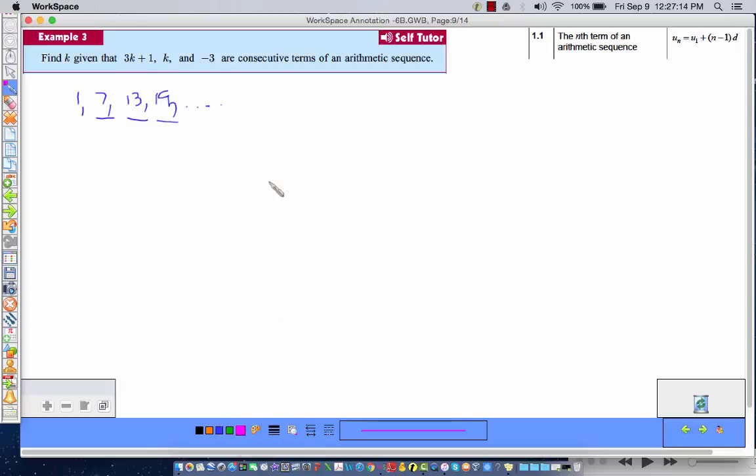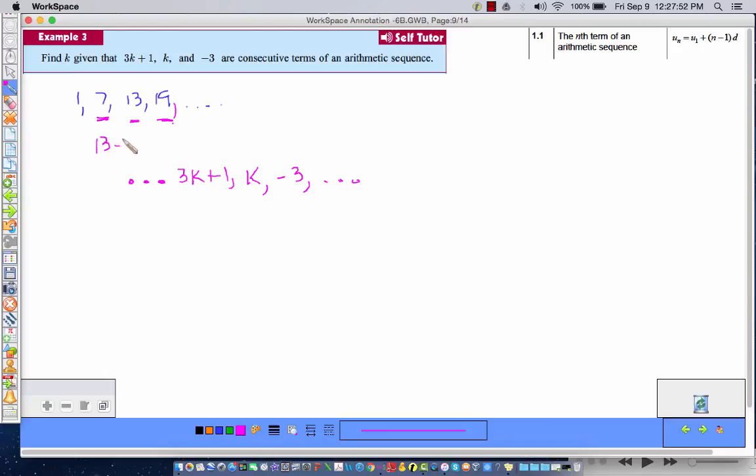Okay, so again, we have some sequence, maybe it's starting to the left there, and then we have the term 3k plus 1, and we have the term k, and we have the term negative 3, and then it keeps on going. But we know that these are 3 terms in a row. Well, let's take a look at this sequence I just made up. What makes it an arithmetic sequence? Well, what makes it an arithmetic sequence is it has the same common difference. So let's consider these 3 consecutive terms.